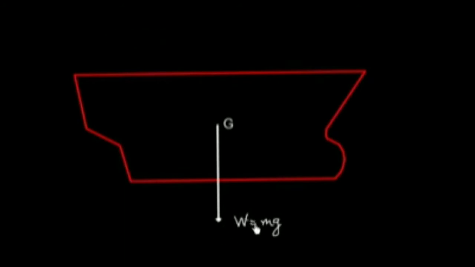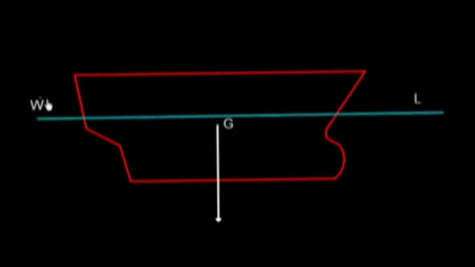downward. Let's say the weight of the ship is capital W, and that will be equal to m into g, where m is the mass of the ship and g is the acceleration due to gravity, while the average value of g is 9.8 meter per second square. Now let us assume that this is the water line.